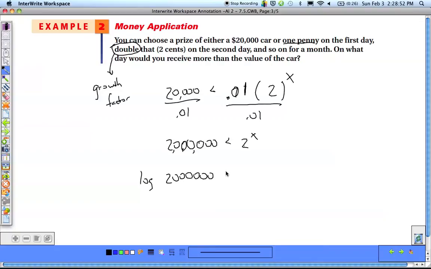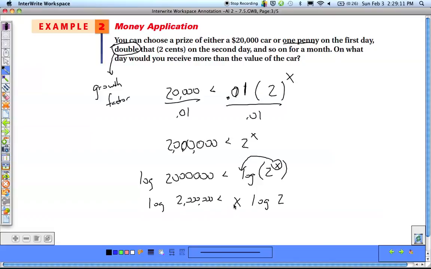So it's the log of 2 million less than the log of 2 raised to the x. We have that again, the log of something with an exponent, so we could take that exponent, move it out in front, and it becomes x times the log of 2, and we still have the log of 2 million on the other side.